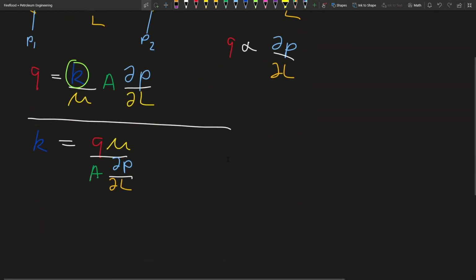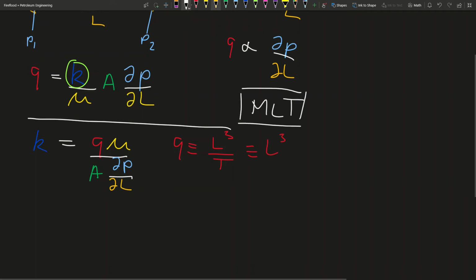Alright, so at this point, for us to be able to perform dimensional analysis to get the dimensions of K, let's actually take out what the dimensions of all of these individual variables are. So Q, which is the volumetric flow rate, is just some volume over time, which can be written as L^3 over T. And by the way, for this analysis, we'll be using the MLT system, mass, length, time, not FLT, which is force, length, and time.